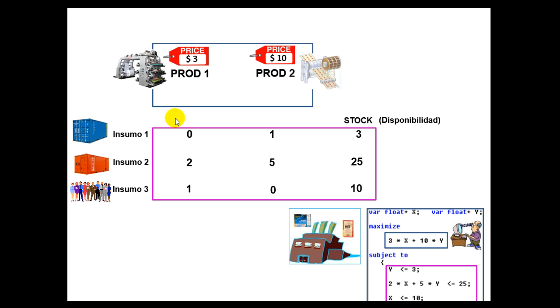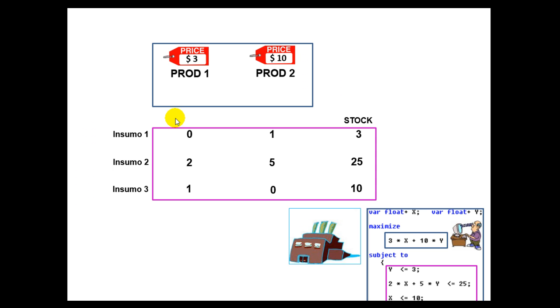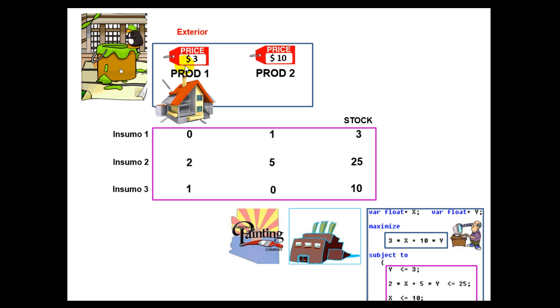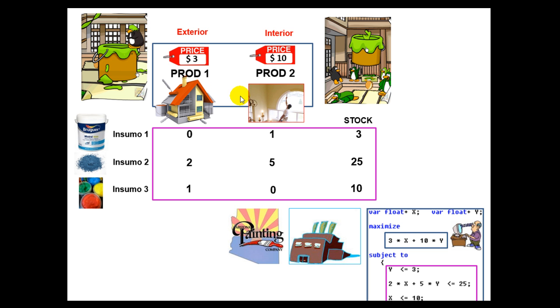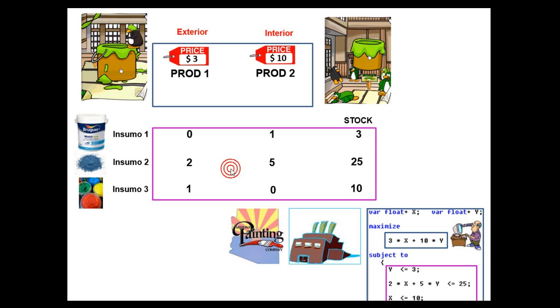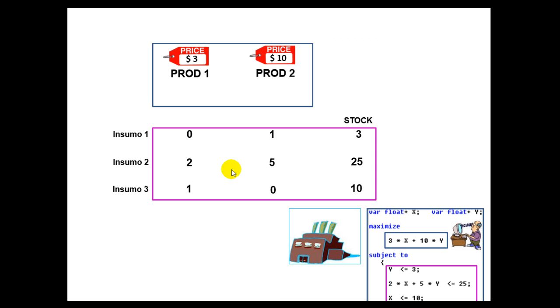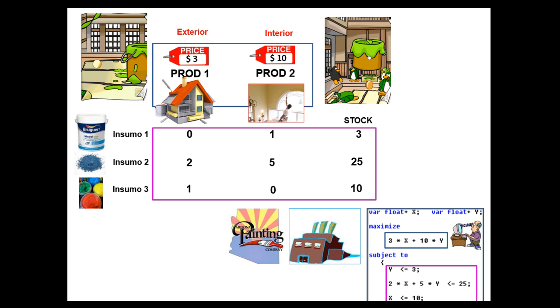But in another case you could have, for example, a painting company. So here one product that you sell is exterior painting for exterior parts of the house, and here is interior painting, and then this is what you need to produce the painting. These are the quantities. But in both cases we are talking about producing and selling things. Well, this is basically linear programming.